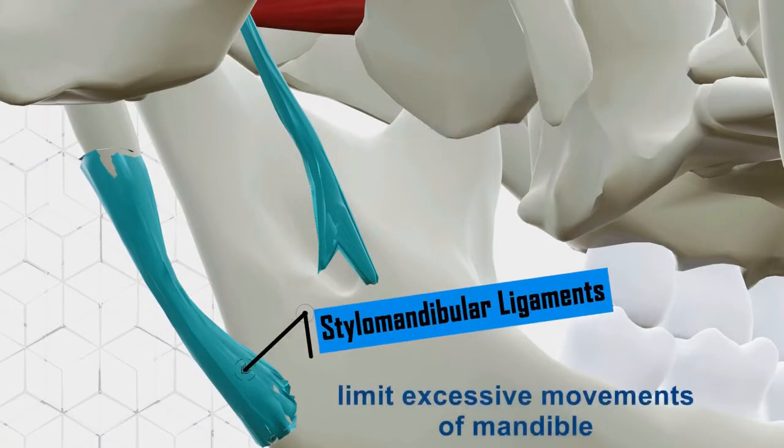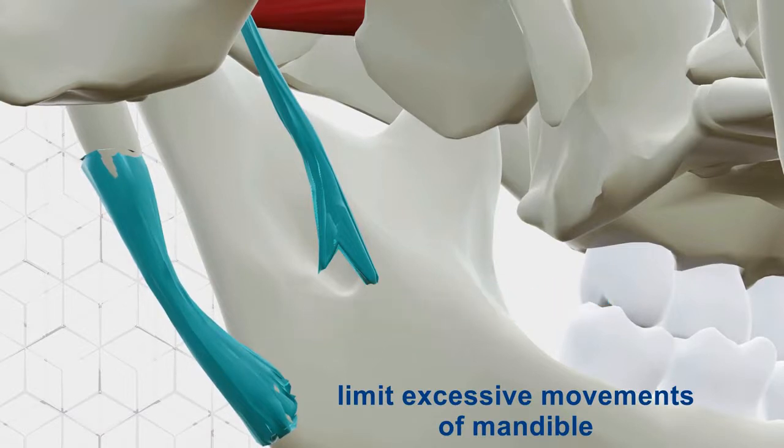Stylomandibular ligament, a thickening of the fascia of the parotid gland. Along with the facial muscles, it supports the weight of the jaw and limits mandibular movements, such as preventing excessive opening.